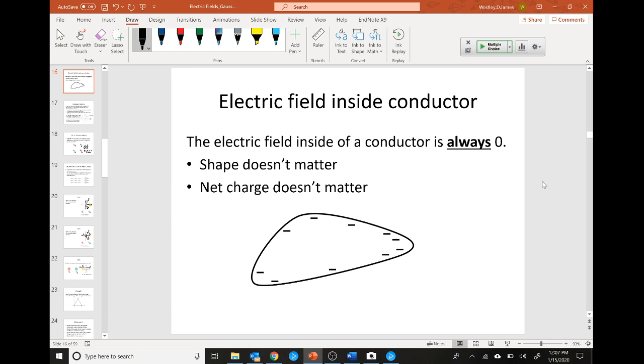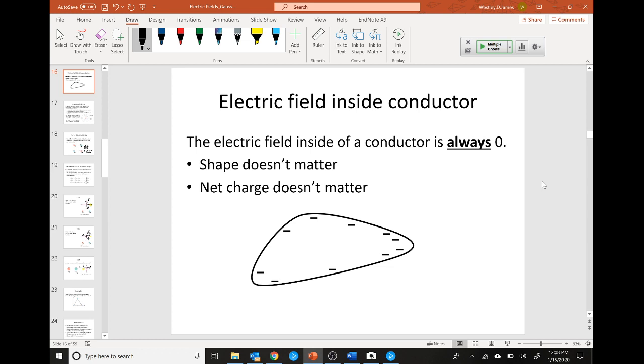Always 0. Doesn't matter what shape it is. Doesn't matter what material it is, as long as it's a conductor. Doesn't matter if it has a net positive charge or a net negative charge. The electric field inside a conductor is always 0, again, assuming you're not pushing charge through it.